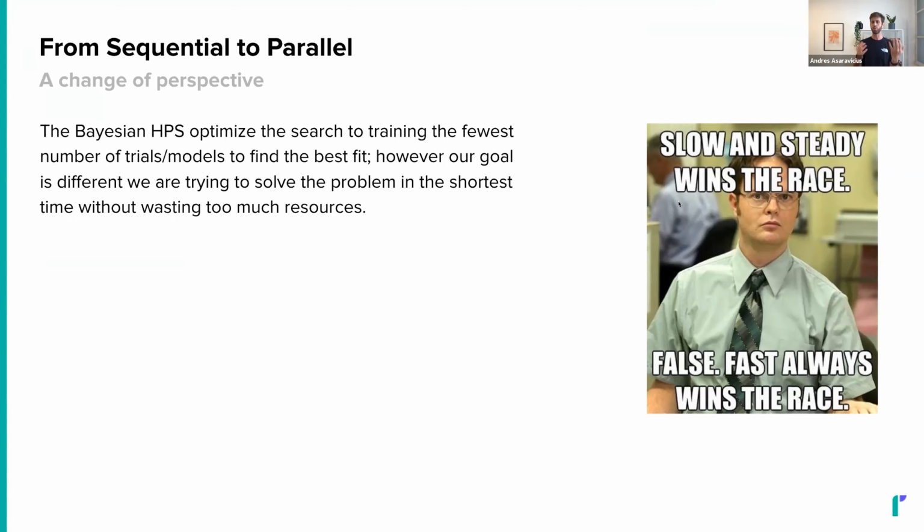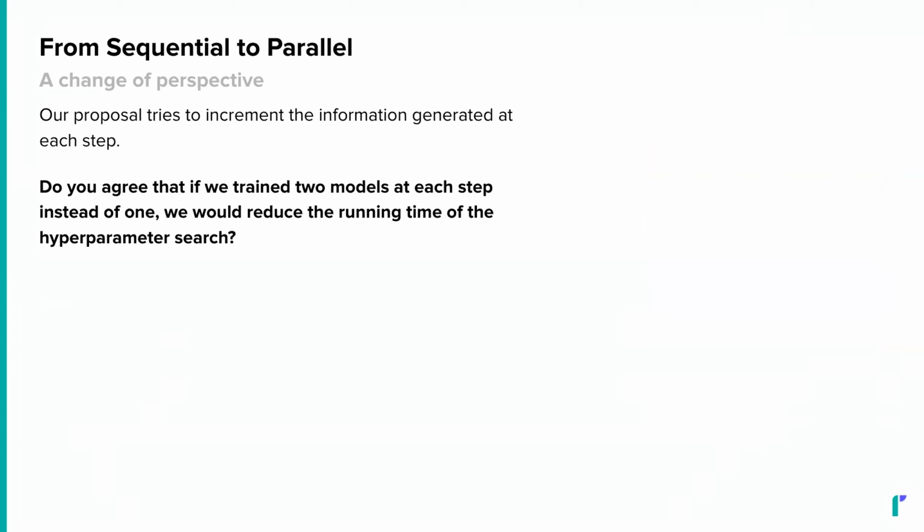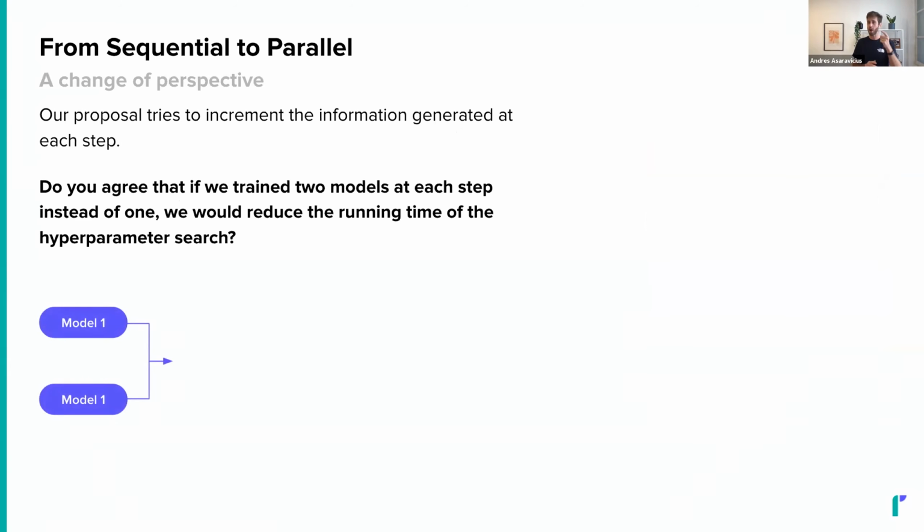So our goal was to solve the problem in the shortest time without wasting too much resource. So the trade-off that we are trying to solve is not to make it as fast as possible, but to find the balance between efficiency and runtime. When we look at the process, we understand that what we really have to do is to increase the information that we are generating at each step of the process. So if we are generating more information at each step, we will converge faster, or at least that was our idea. So instead of training one model on the first step, I will train two models now.